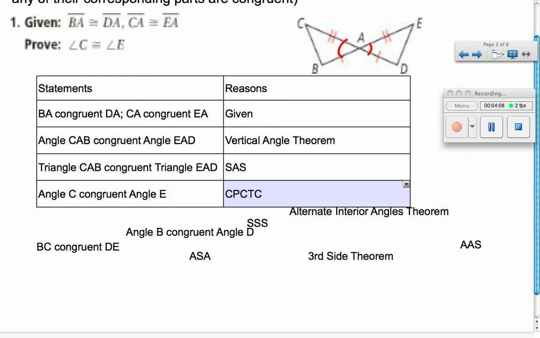There you go. That's exactly it. And anytime you're doing a proof, and there's congruent triangles involved, anytime it goes beyond that, the very next reason is always going to be CPCTC, because that's really all you can use congruent triangles for.